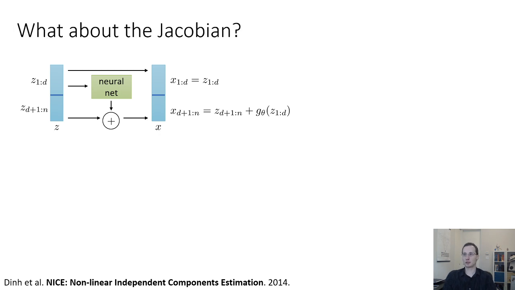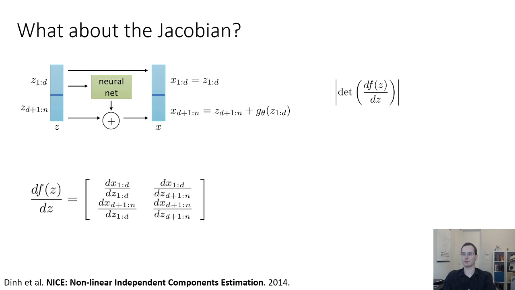Okay, now what about the Jacobian? What about this determinant of df dz? Right, we need that to compute our normalizing flow objective. Well, both x and z have these two parts, the first half and the second half. So if we want to write out df dz as a matrix, that matrix has 4 blocks.